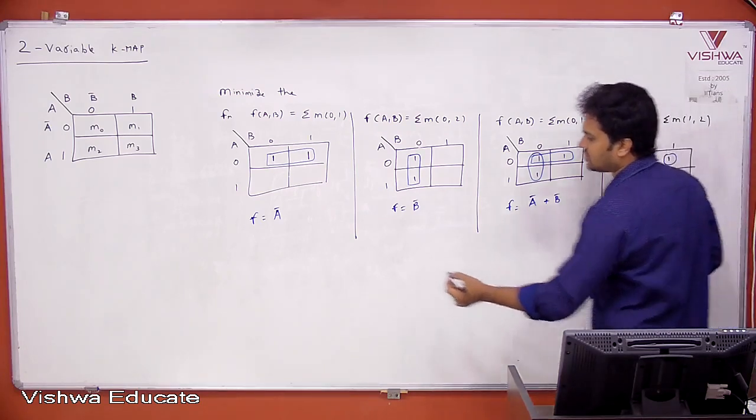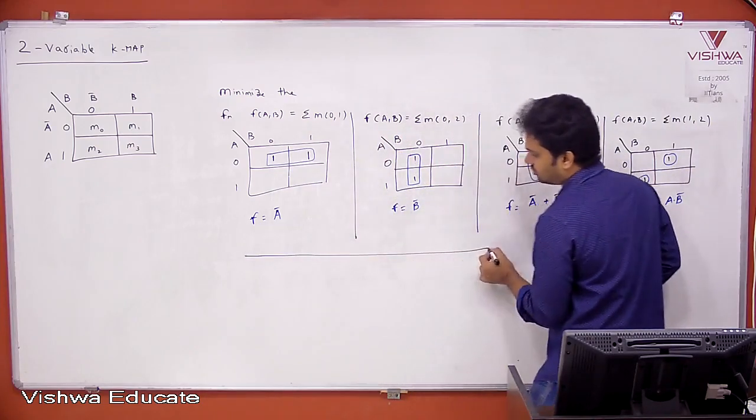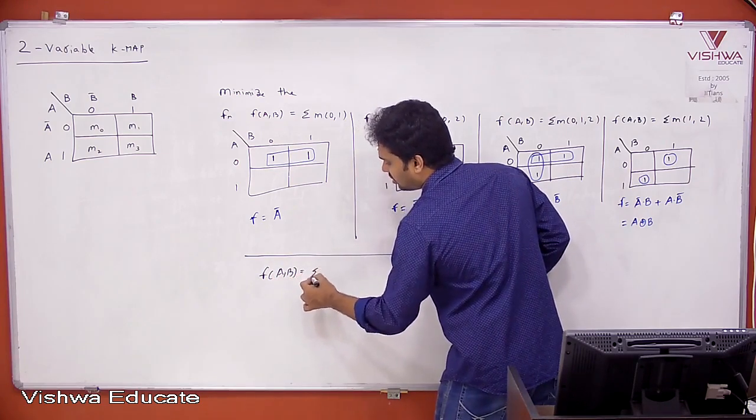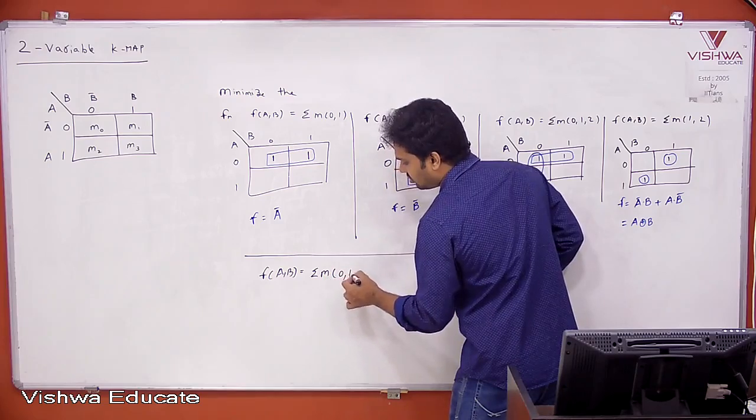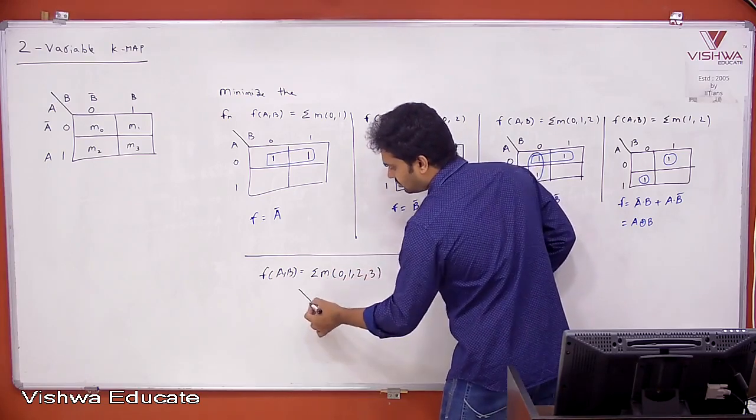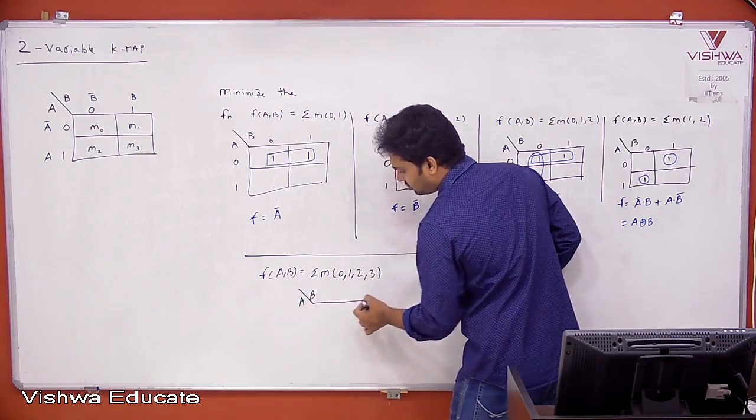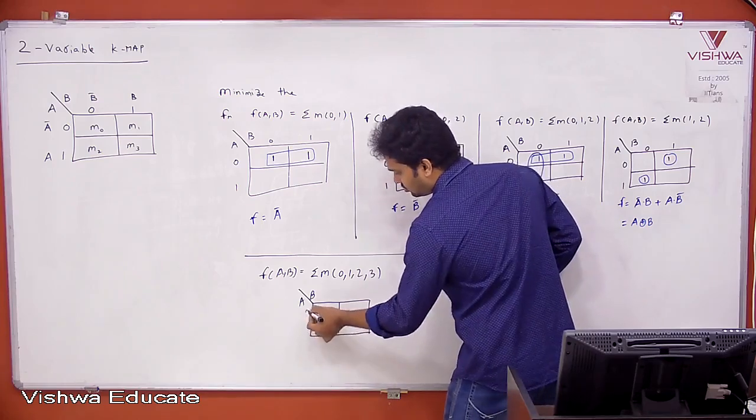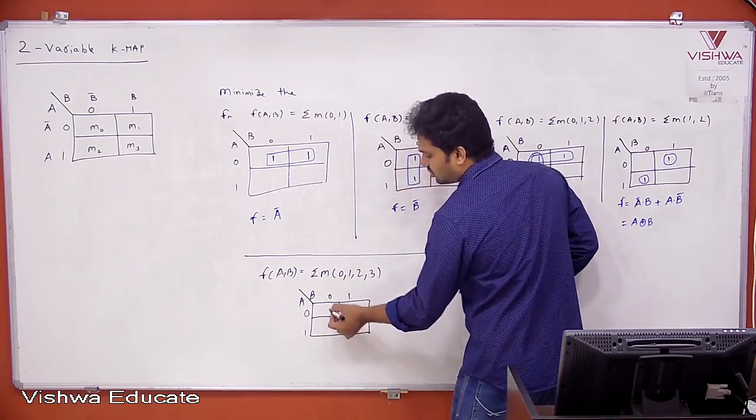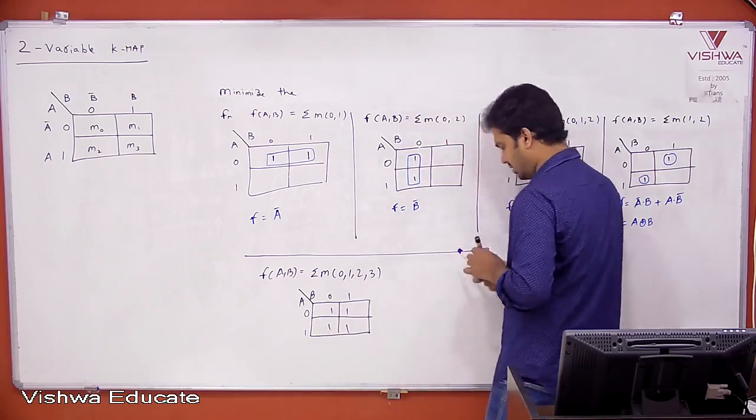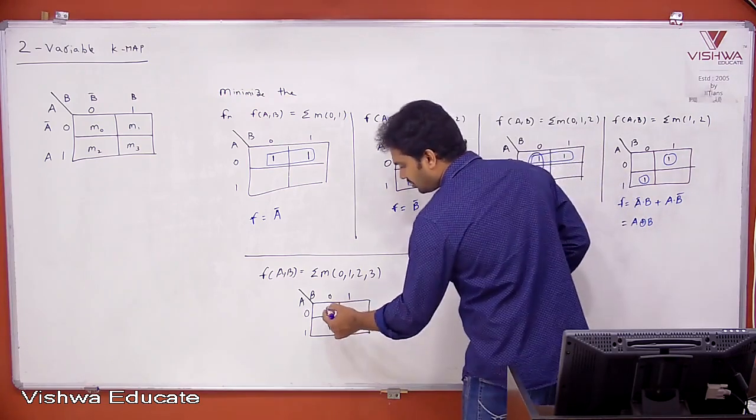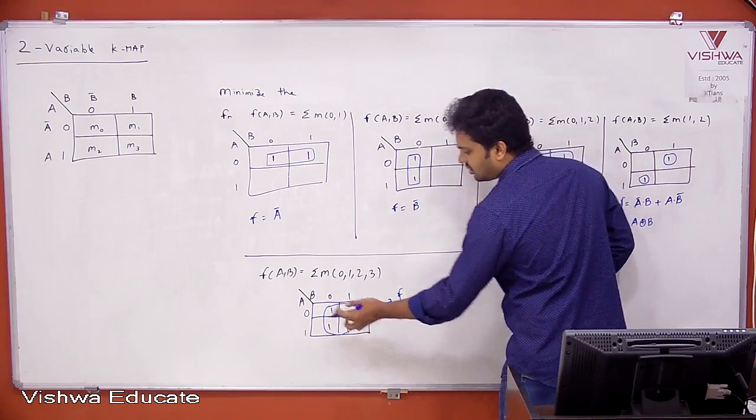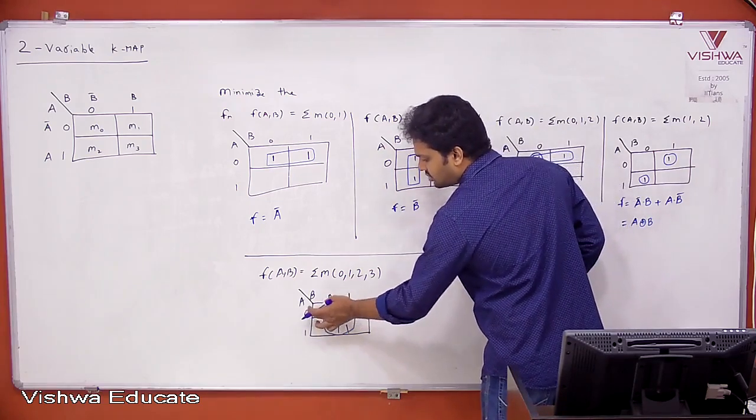Lastly, let me take one more example. F of a comma b equal to sum of minterms 0, 1, 2, 3. So 0, 1, 2, 3. All minterms are ones. Now you can form all 4 as a quad. What is the answer? Here 0 plus 1, nothing is common. 0 plus 1 is how much?